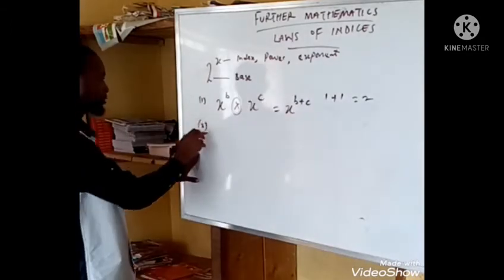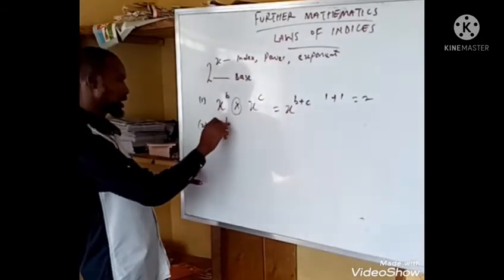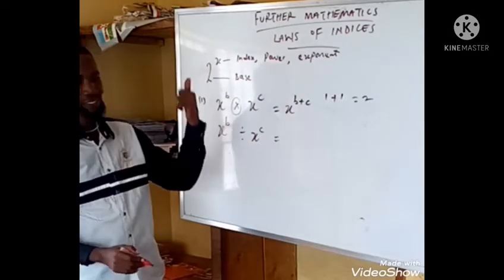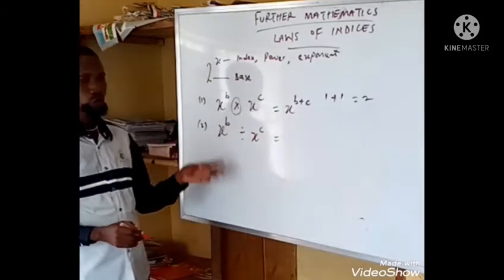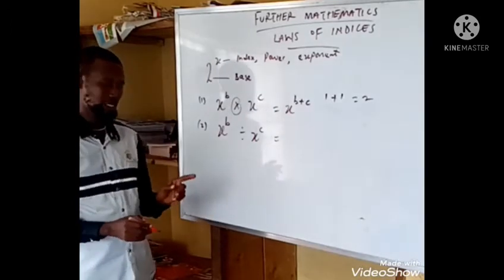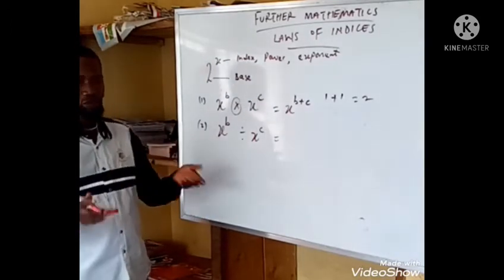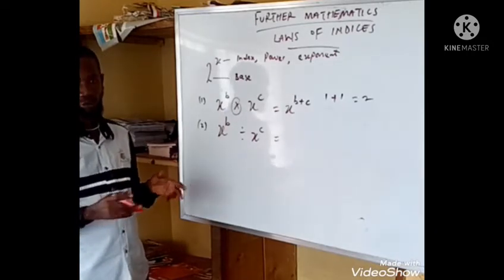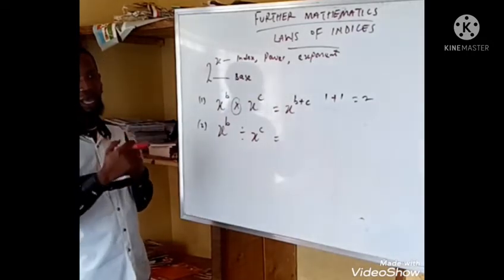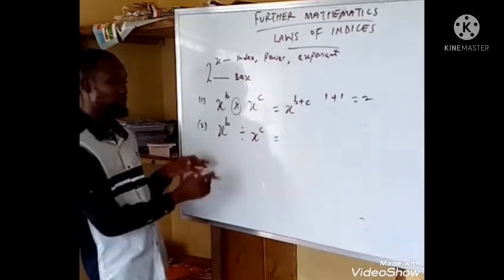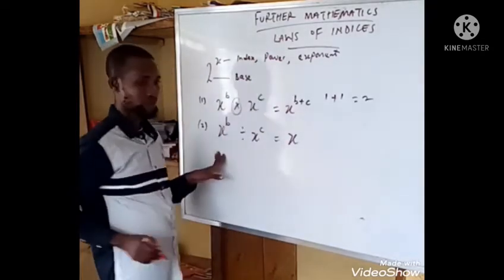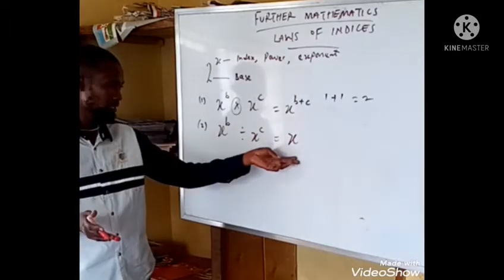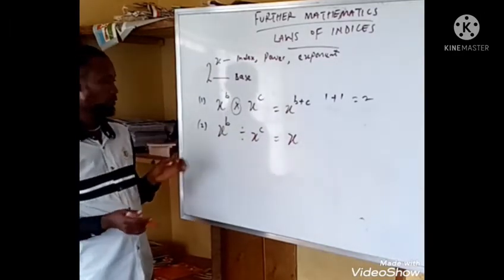Now the second one: x raised to power b divided by x raised to power c. Remember I said the other time that for the law to hold, the number one condition is that the two bases must be the same. Once the bases are not the same, we can't talk of applying the laws of indices. It's only applicable when the bases are the same. Now that I have the same base, we know quite alright that either of the two can be taken, since this is not different from this one.